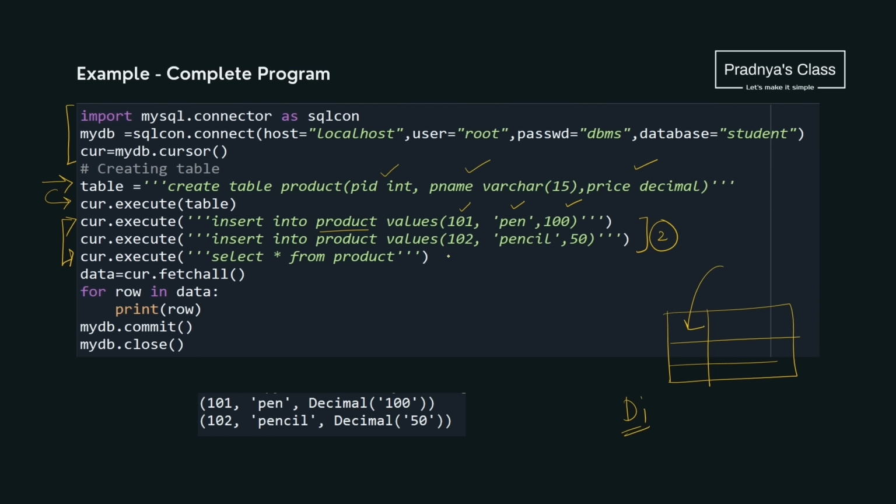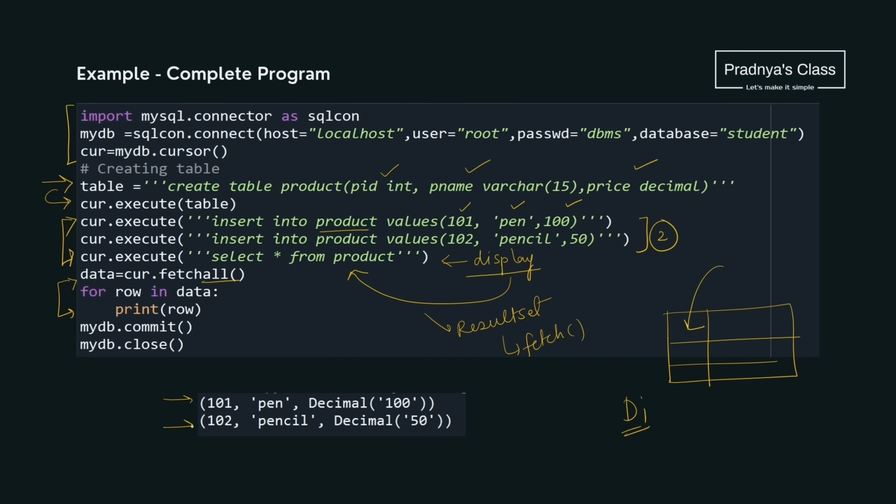Now let's write one query with the help of which we can display the records of the table. So here is the select query: select star from product. We are displaying all the records. With the help of select you get the result set. So whenever there is a select query, you will be using one of the fetch functions to decide how many records you need to fetch. Here we are using fetchall and using a for loop we are printing records one by one.